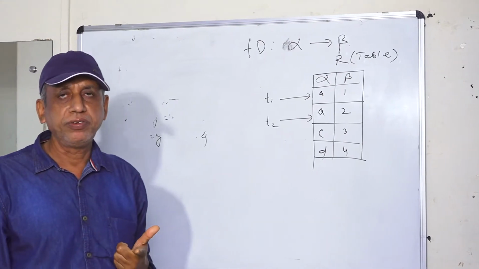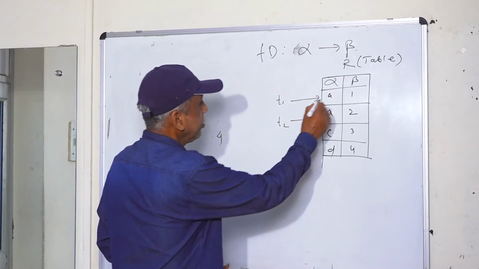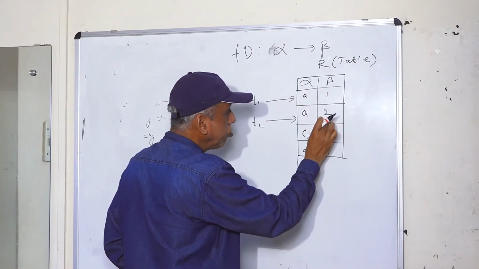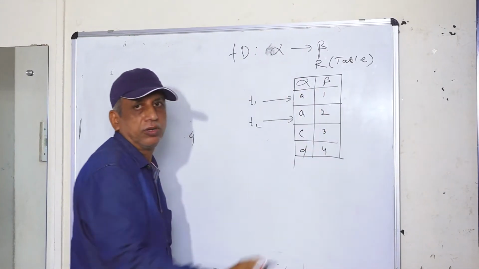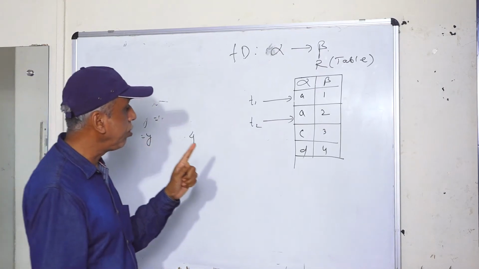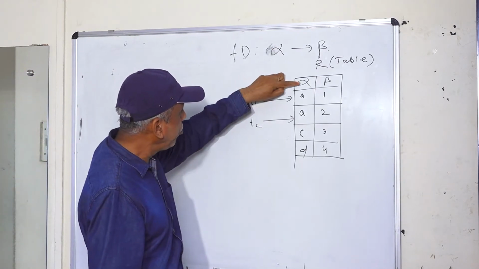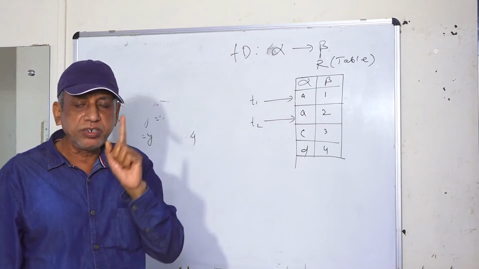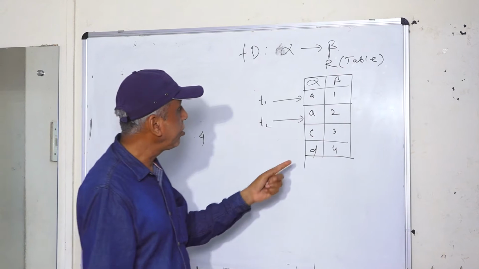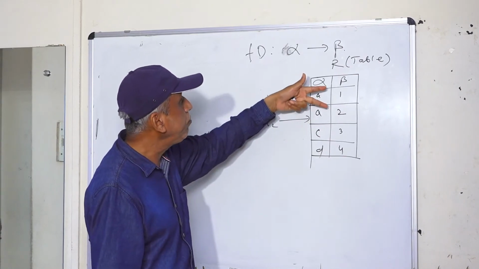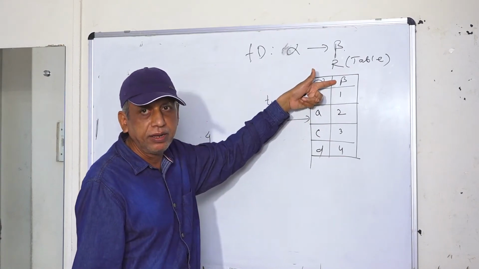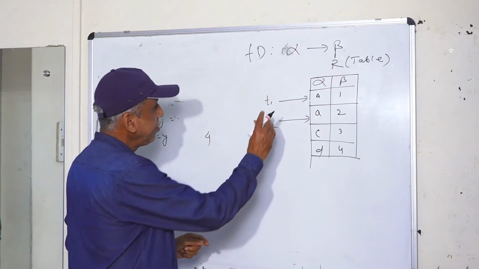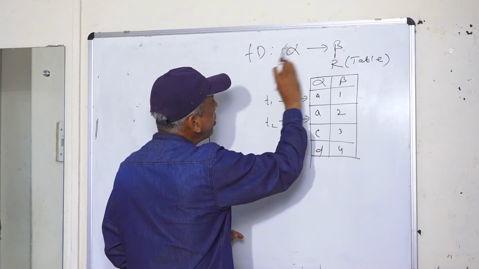That is the confusion. Because whether this value of A is either 1 or 2, that is wrong. So always you should maintain this in such a manner that if you consider the value of alpha a constant value, that cannot make two different values in the beta. This creates the problem. So this is our functional dependency.